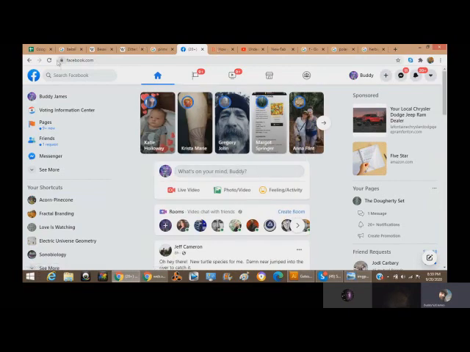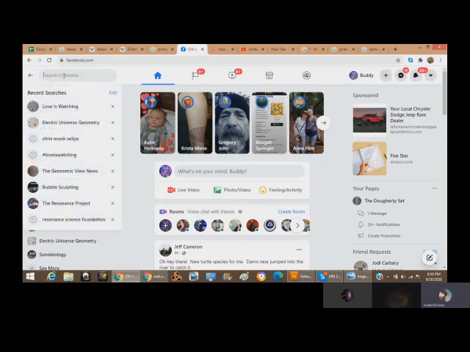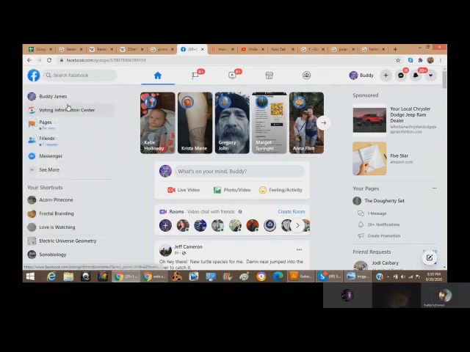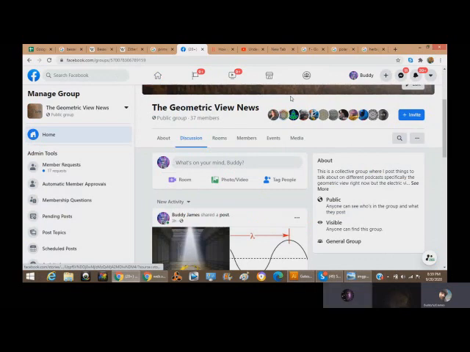Look, Facebook just literally changed on its own. I didn't click anything, and it got me out of where I was. Great. Thanks a lot, guys. Now I have to go back to the group. Wow. Here we go. Okay.